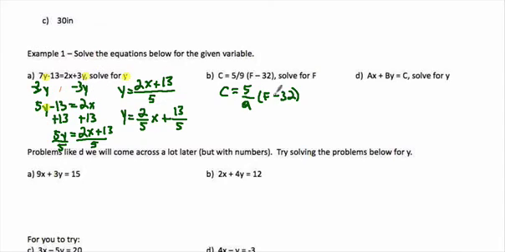So now I need to backtrack. So I have f minus 32 times 5/9. So to backtrack, I want to divide by 5/9. And as I've explained in an earlier video, dividing by a fraction is just the same as multiplying by the reciprocal. So I'm just going to take this and multiply both sides by the reciprocal, the reciprocal being just this flipped upside down. So 9/5.